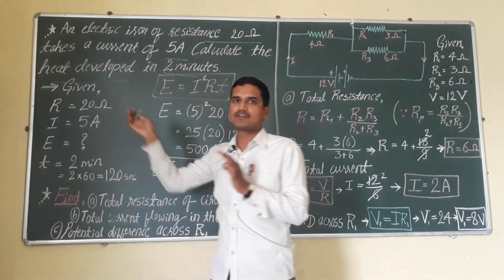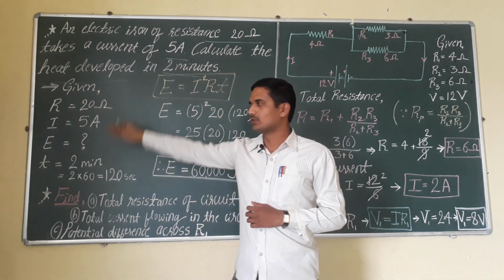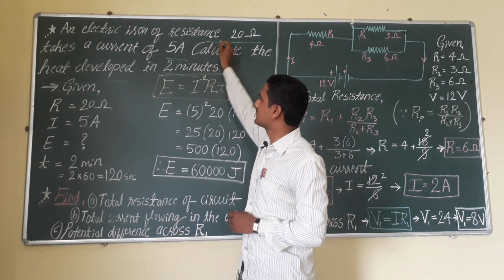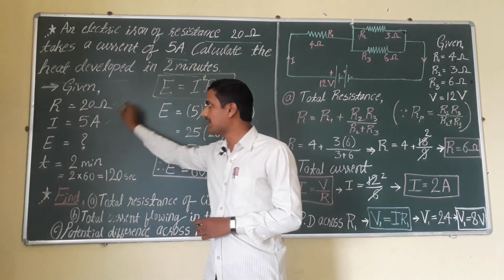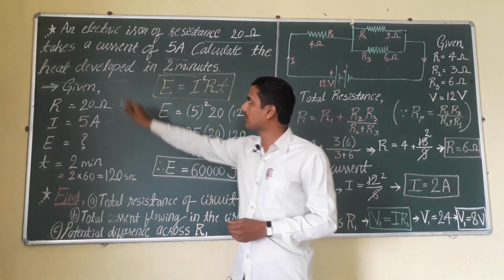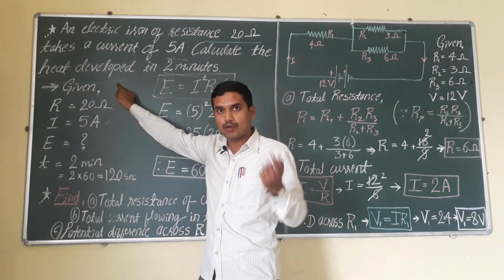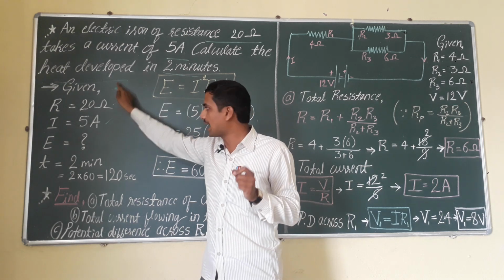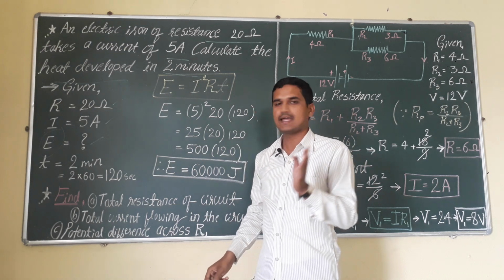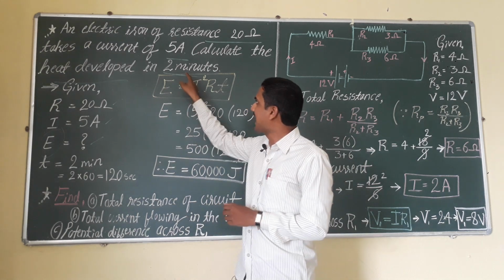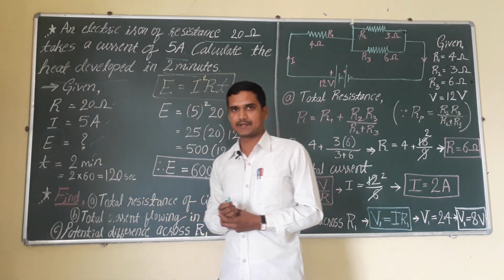Again, after understanding the question properly, write down the given data. Resistance 20 ohm is given, and current is 5 ampere, and you have to calculate heat developed. Heat is a form of energy. That's why you have to calculate heat energy. It is indicated by the letter E, or you can also use H. And time is given as 2 minutes.